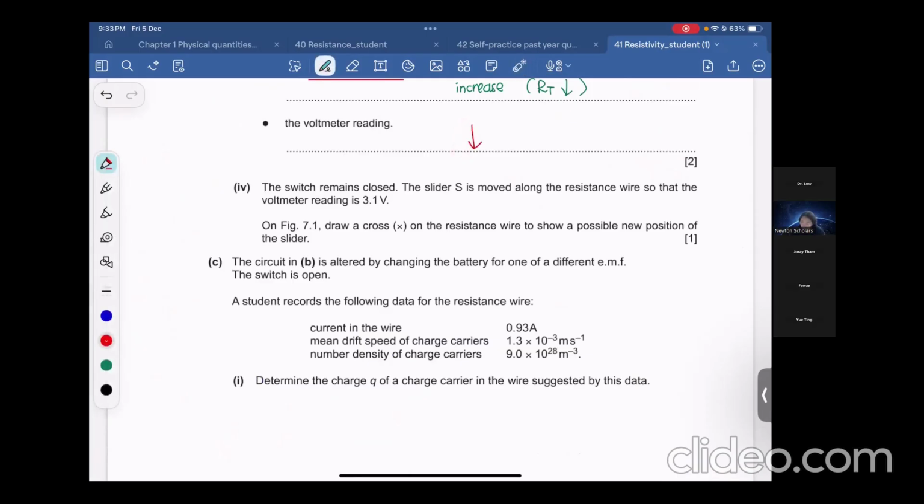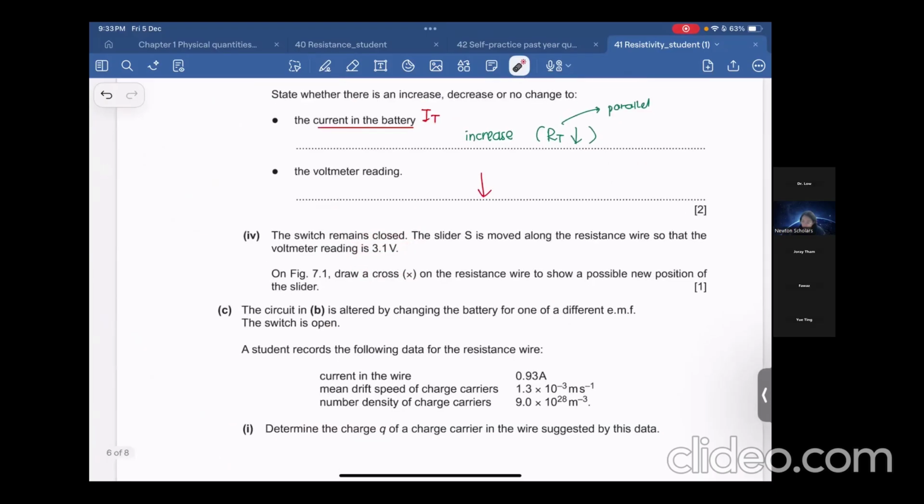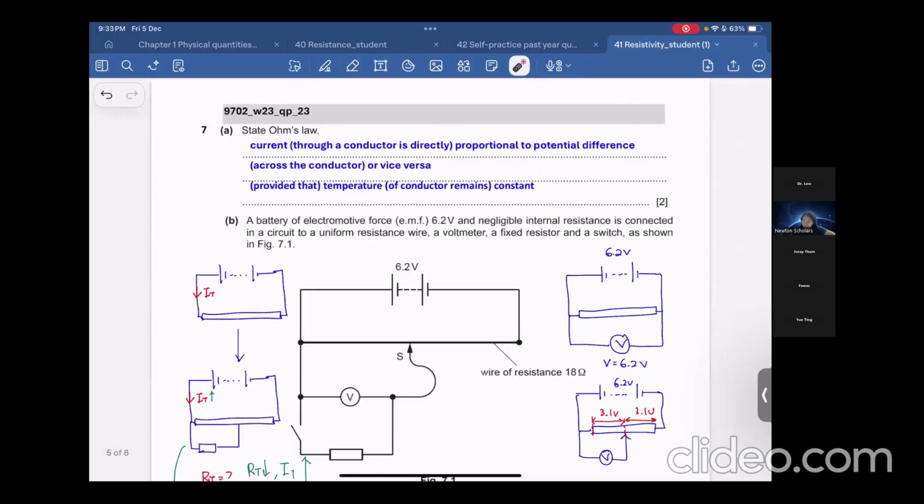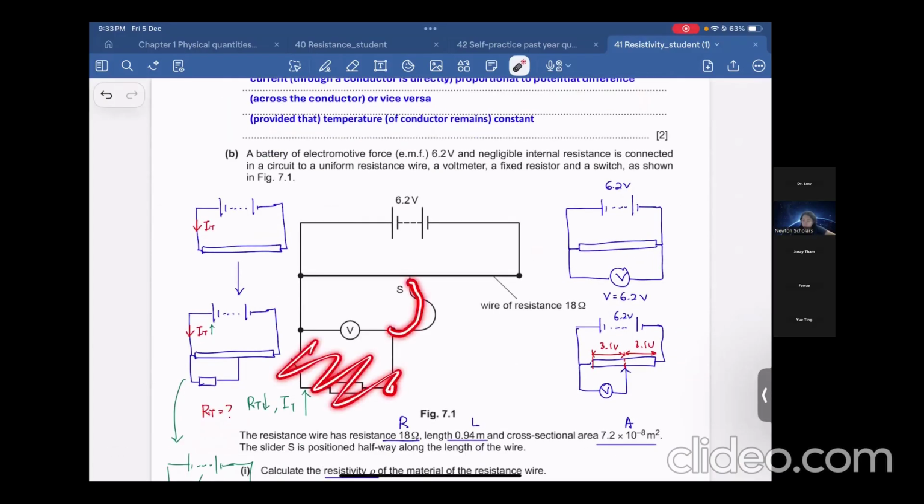Okay. The switch remains closed. The slider S is moved along the resistance wire so that the voltmeter reading can be maintained at 3.1. Just now, we already said it will be less than 3.1. Initially, without closing the switch, this position gives us 3.1 volt. But after we connected this parallel resistance, we found that this part voltage was less than 3.1, because this part and this part in parallel have decreased resistance, so it will get less share.